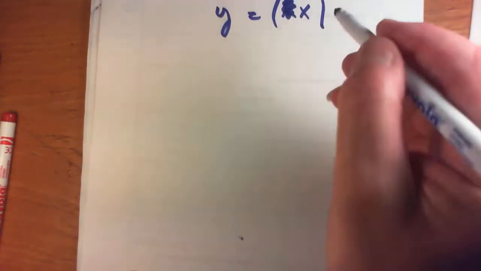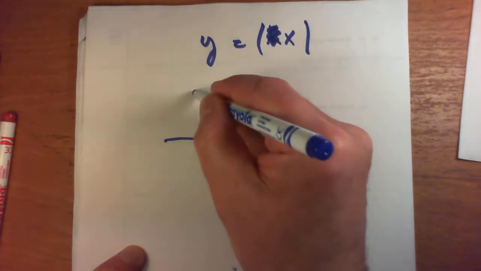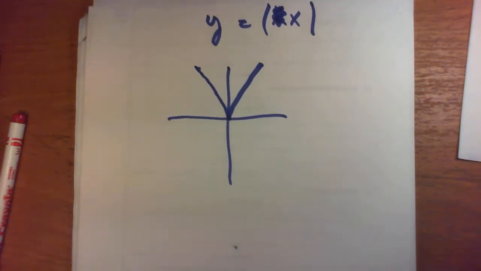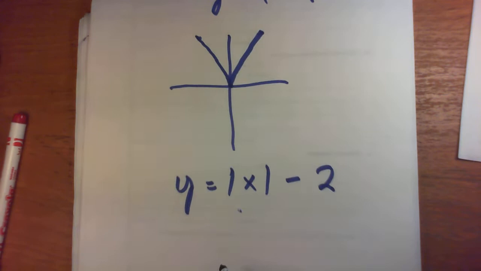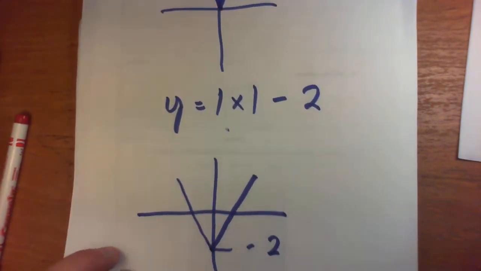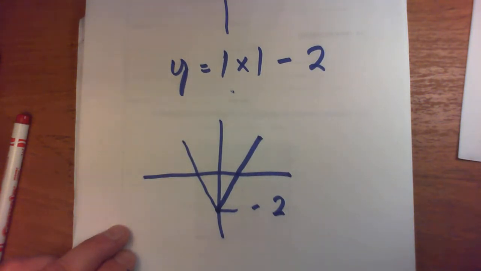One of the first things, you could look at these types of graphs in general. If I had y equals x, I'll put y equals x, and that would be that. If I had y equals magnitude of x minus 2, that would be the graph shifted down by 2 units in a vertical direction.